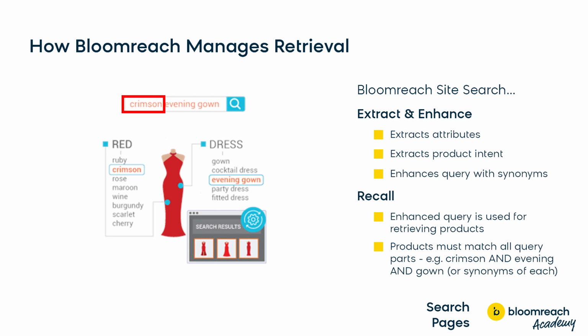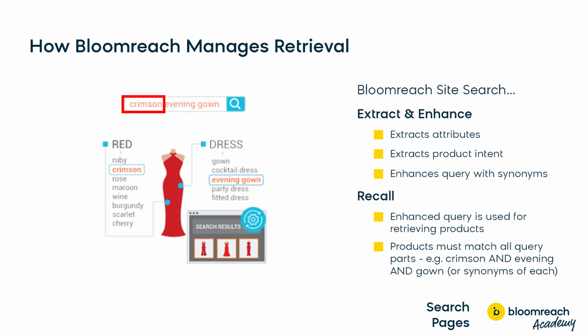So how does the semantic understanding technology work when it comes to product retrieval? Bloomreach will parse a query and then separate out the product and the attributes. So in a query such as crimson evening gown, Bloomreach understands that gown is the product, evening is a style, and crimson is a color. This process is called extract and enhance. Once Bloomreach extracts the attributes and the product intent, it will enhance that query with synonyms that are present in our global synonym library.